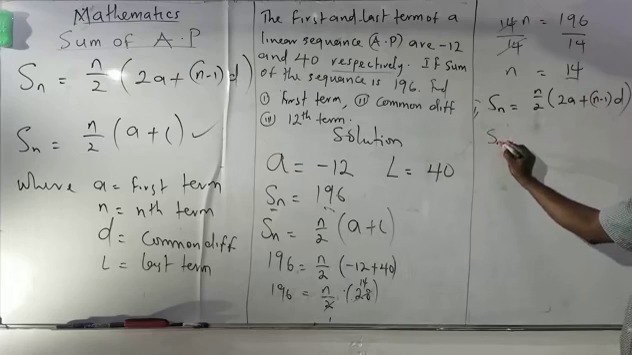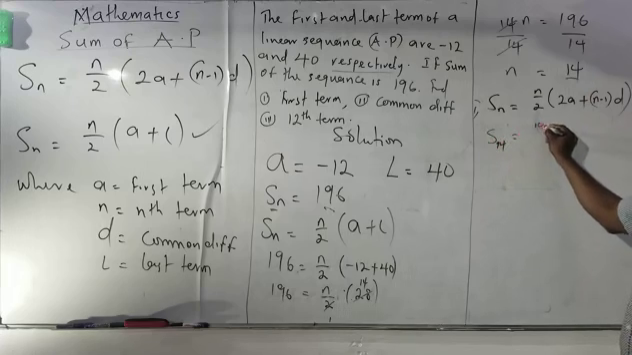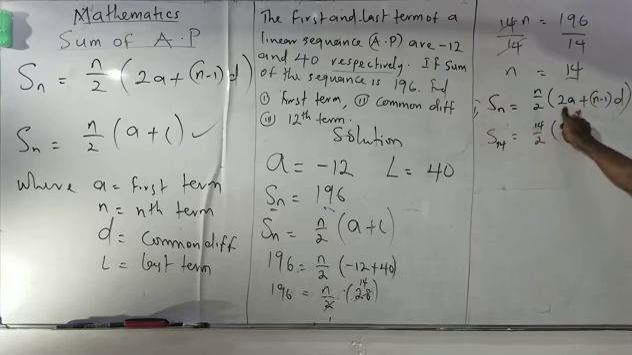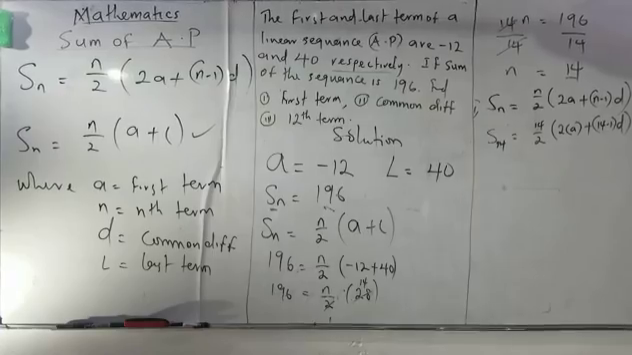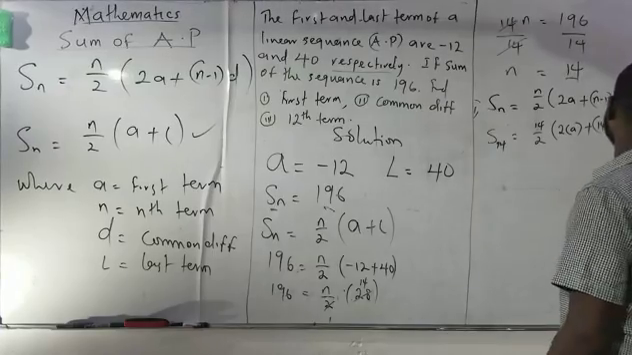Now look at this. It means I can go for S of 14 equals 14 over 2 bracket of, what is this? I have 2a, which I don't know, plus 14 minus 1 bracket of d. Now that is very important. I know that S of n equals what? I know this is equal to 196.